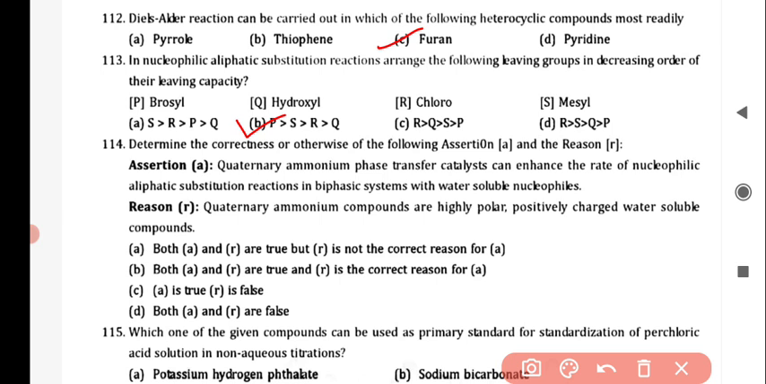Assertion A is, quaternary ammonium phase transfer catalyst can enhance the rate of nucleophilic aliphatic substitution reactions in basic systems and water-soluble nucleophiles. Reason R is, quaternary ammonium compounds are highly polar, positively charged water-soluble compounds. So the correct answer is option B, that is both A and R are true, and R is the correct reason for A.